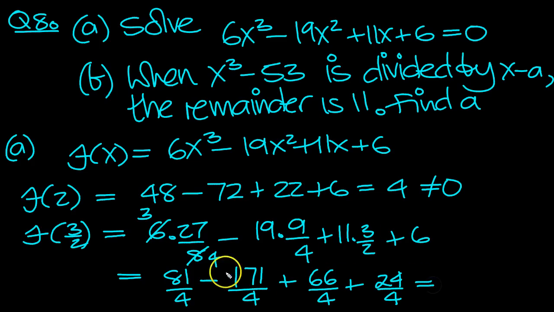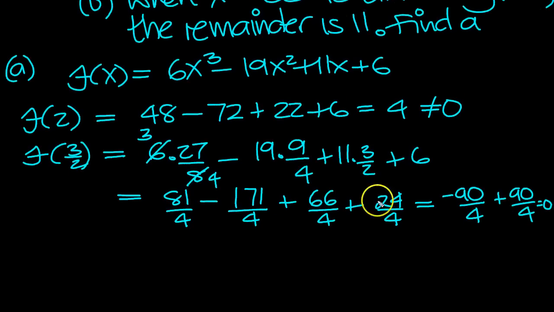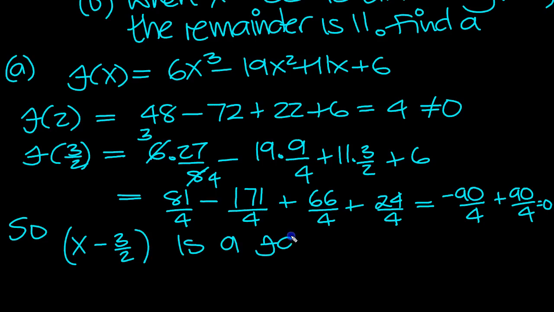So what have we got here? 81 take away 171 is minus 90 over 4. And here we've got 66 plus 24 is 90 over 4. And thankfully, it's equal to 0. So we know that x minus 3 over 2 is a factor by the factor theorem. Now we can try for the others.